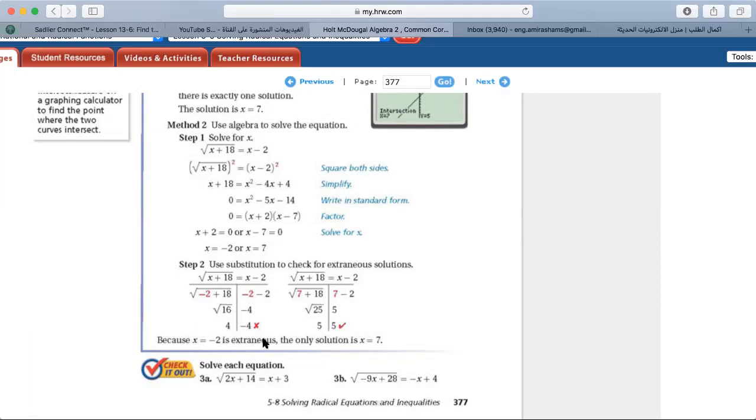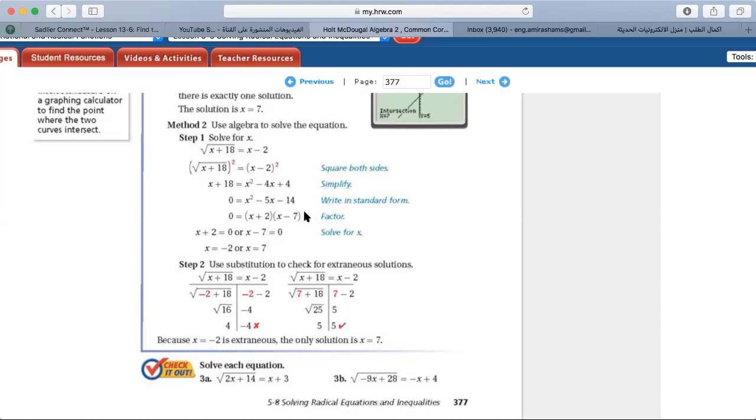So let me try the 7. I'm going to substitute x by 7. 7 plus 18 is 25. Square root of 25 is 5. So on one side I got 5. Let me substitute x by 7 on the other side. 7 minus 2 is 5. So on the other side I got 5. So on the two sides I got the same number. So x equal to 7 is correct because it makes the equation correct. Because x is equal to -2 is extraneous, the only solution is x equals 7.